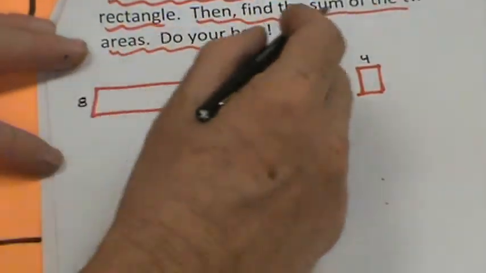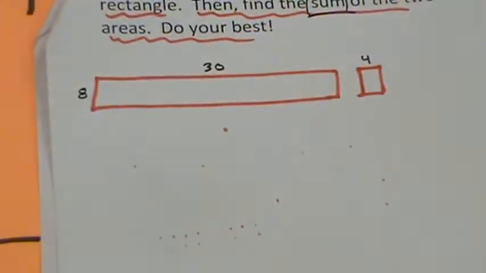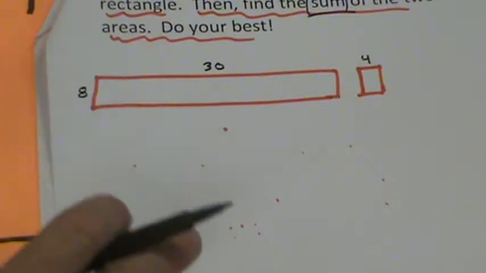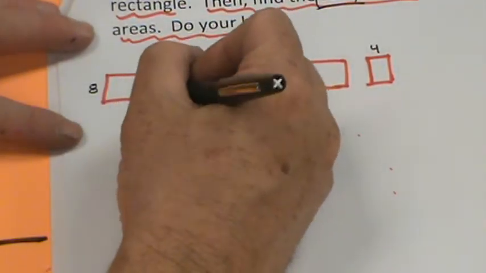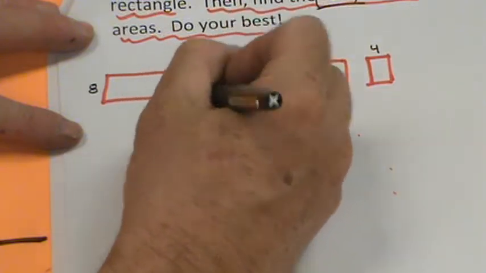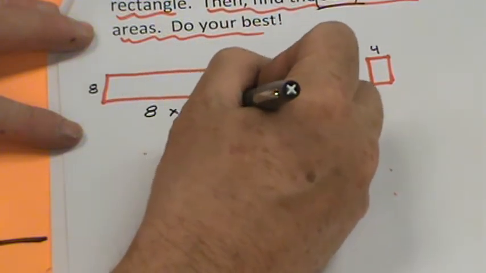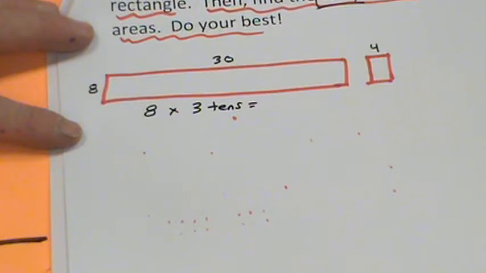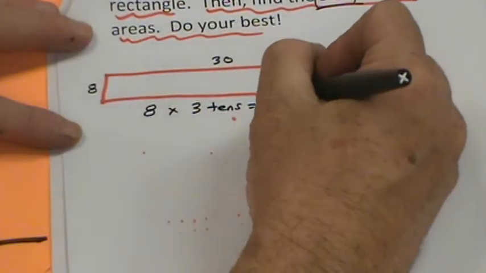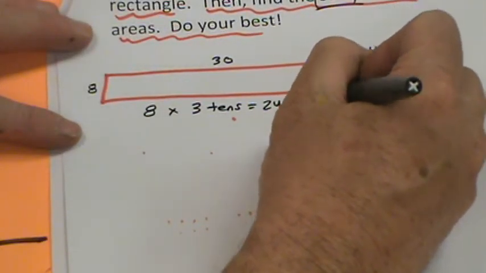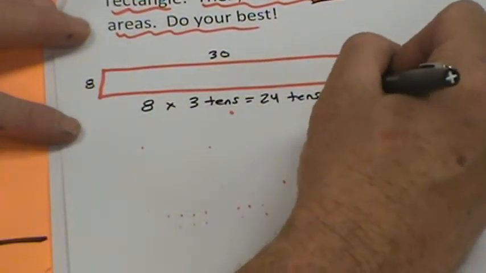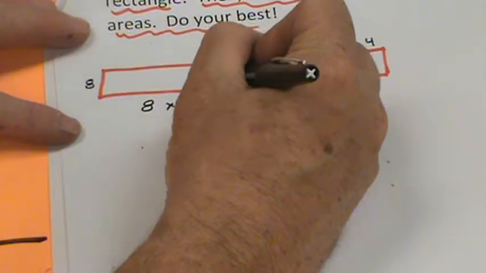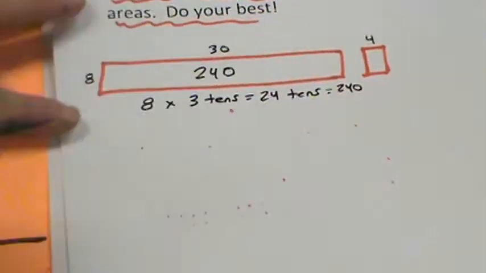So we're trying to find the sum of the 2 areas, the total. We need to add them together, these 2 areas. Well, this area we can find out right away. We can just go like this, right? 8 times 3 tens. What does that equal? It equals 24 tens. And 24 tens equals 240. So we already know the area of this is 240. 8 times 30 is 240.